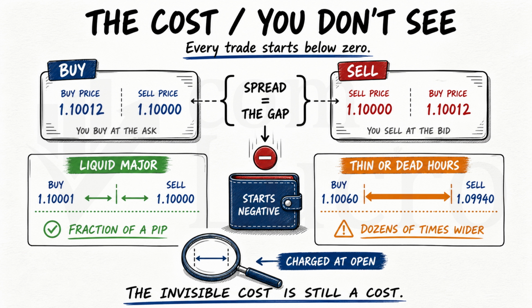And it's worth being precise about what a spread actually is, because it's the one cost that never shows up as a cost. Every pair quotes you 2 prices, one to buy and one to sell, and the gap between them is charged the moment you open. So every trade you take starts slightly negative before price has moved at all. On a deep liquid major, that gap is a fraction of a pip. On a thin instrument, or on a major in dead hours, it can be dozens of times wider.